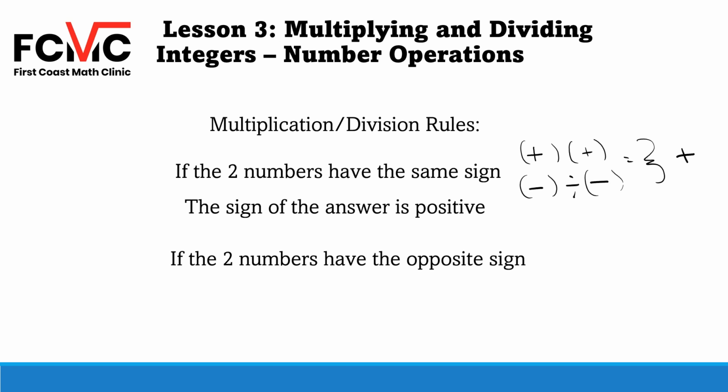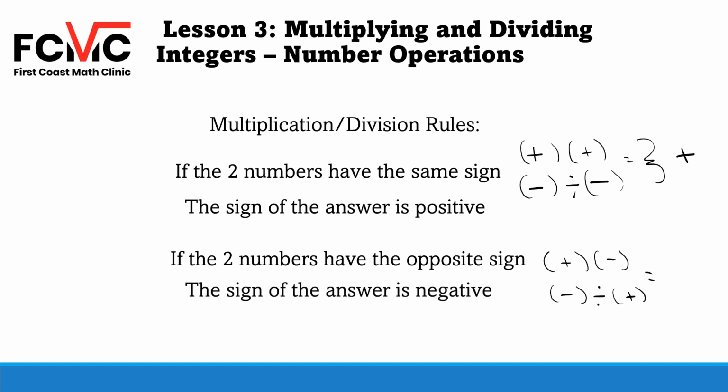Now, if the two numbers have opposite signs, so let's say we've got a positive times a negative, or maybe a negative divided by a positive. So our numbers have opposite signs now, then the sign of our answer is going to be negative, right? And those are our two basic rules that we're going to use when we multiply and divide. If we have the same sign, the answer is positive. If we have opposite signs, the answer is going to be negative. All right, so let's use these rules and do some examples.